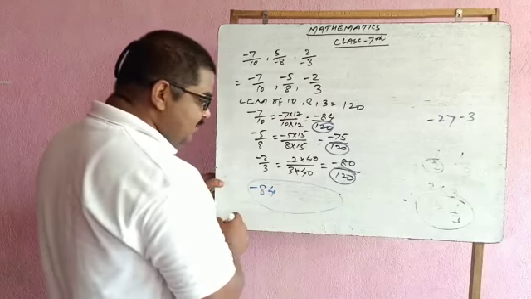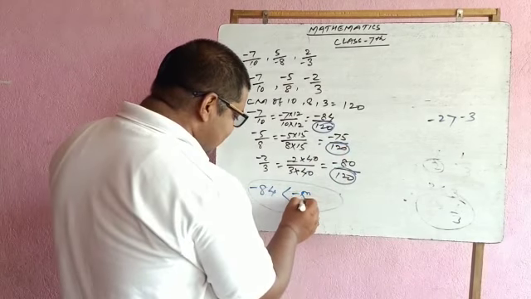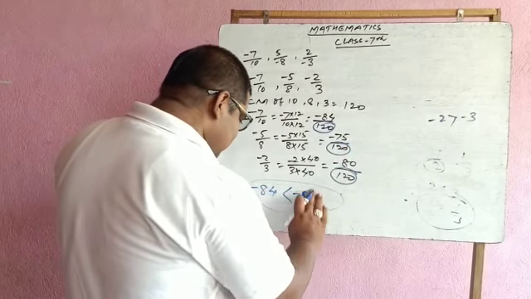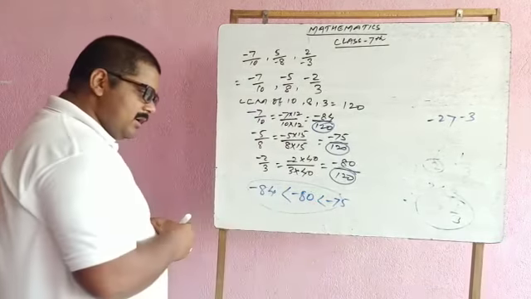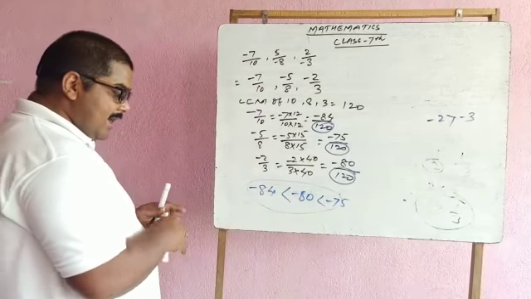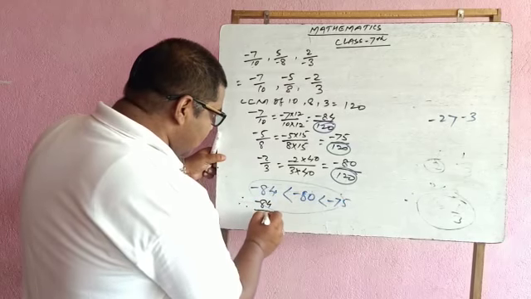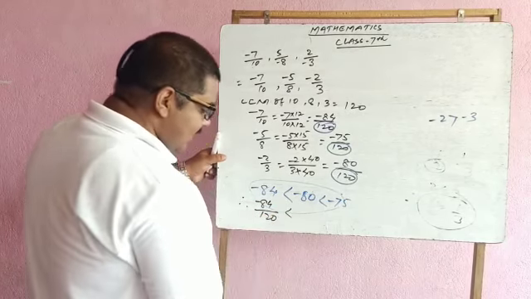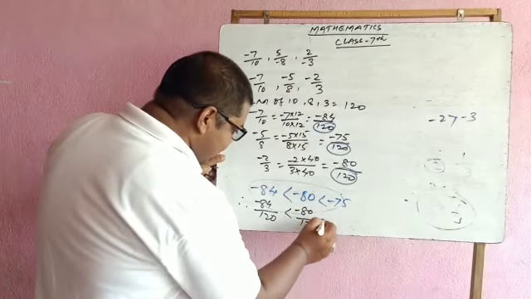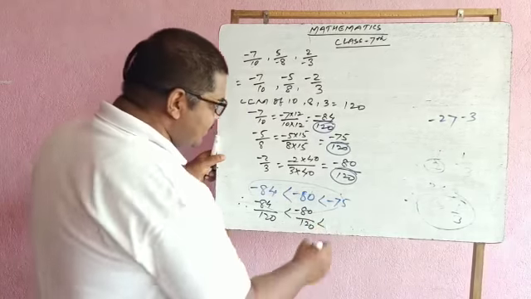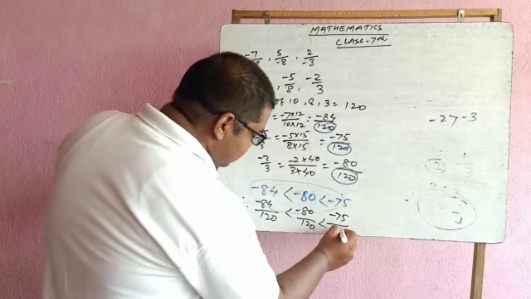Minus 84 is smaller than minus 80, and the third one, minus 75, from smaller to greater. And this is why you can write that minus 84 upon 120 is smaller than minus 80 upon 120, and it is smaller than minus 75 upon 120.